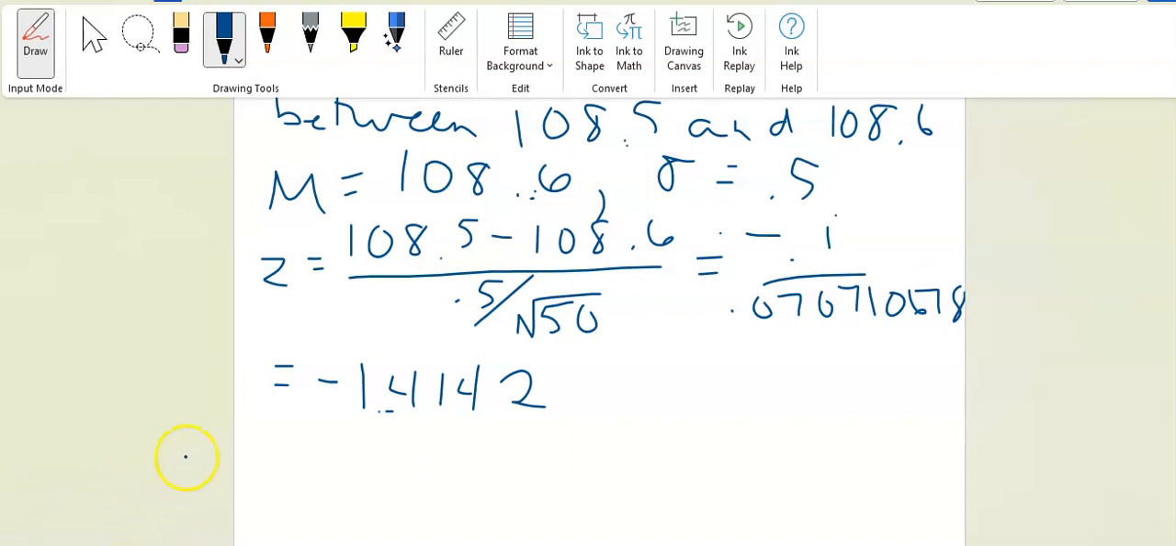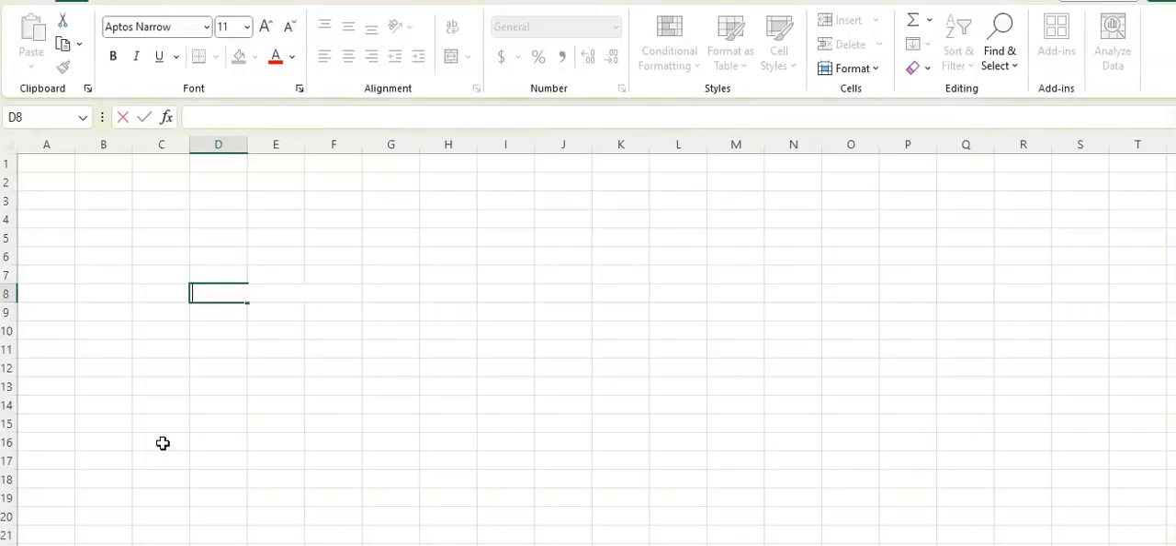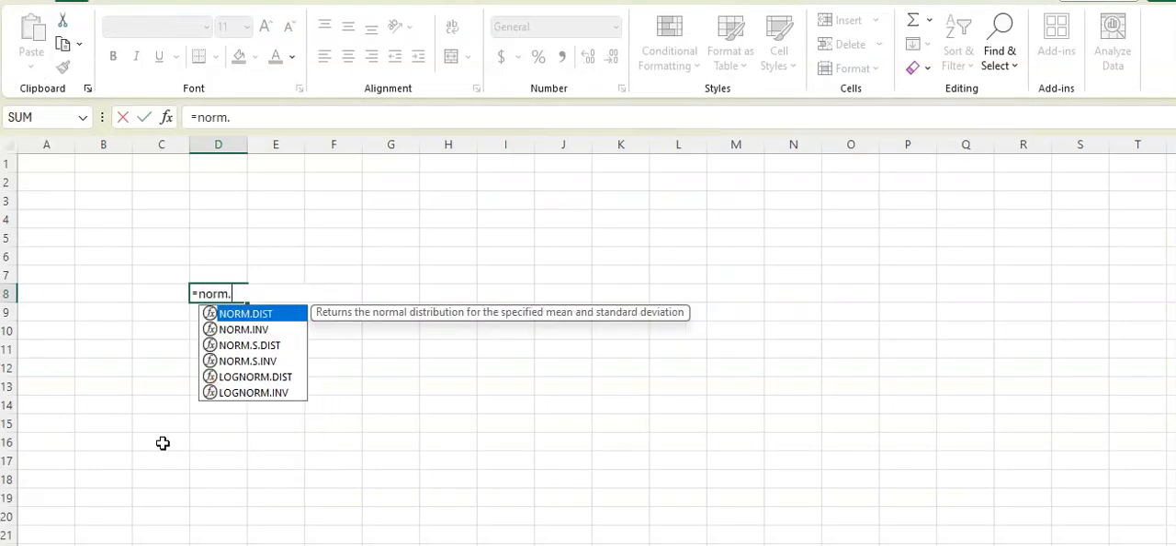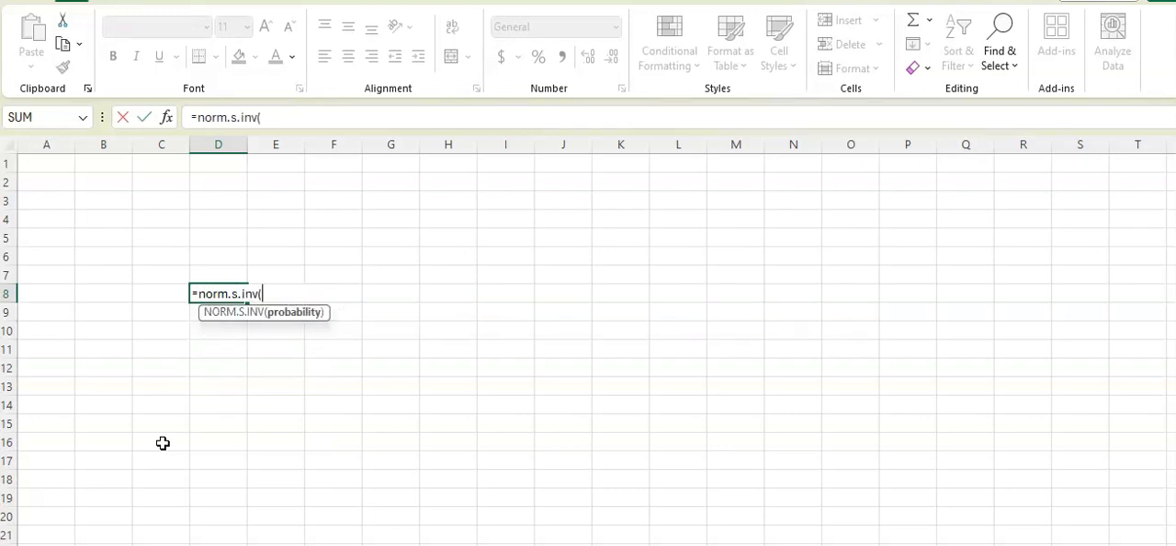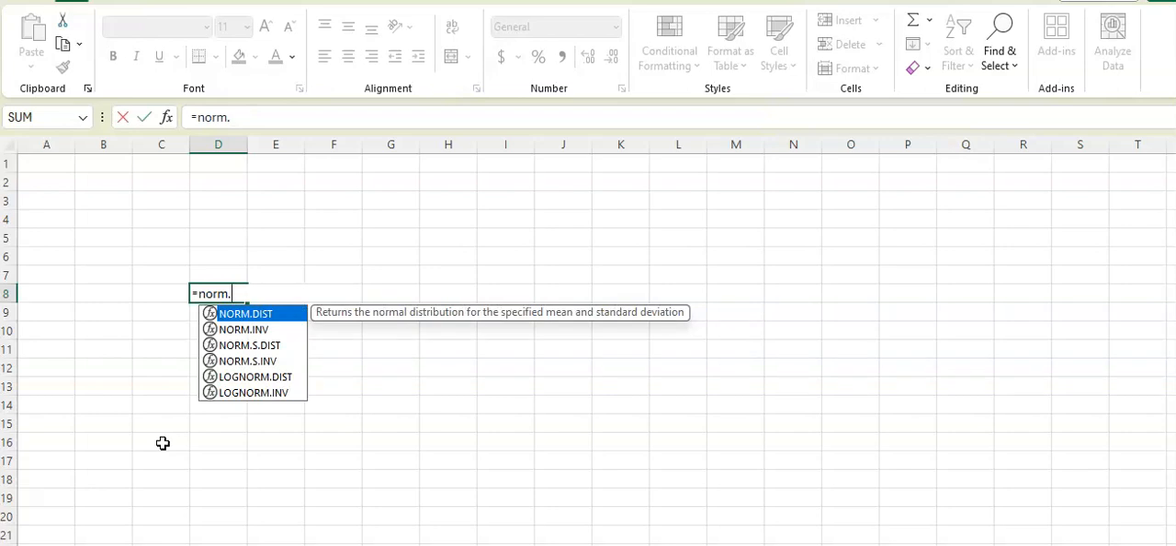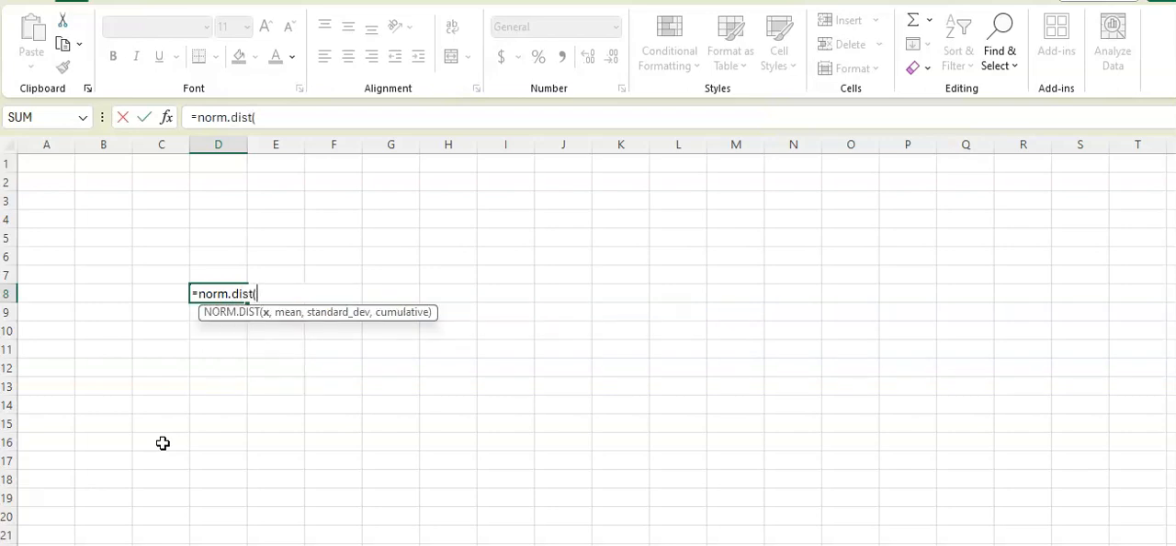we are to the left or less than negative 1.4142. For between, we have to do both of our calculations, look up their probabilities, and subtract the larger probability minus the smaller probability. So we're looking this one up, negative 1.4142 in Excel.